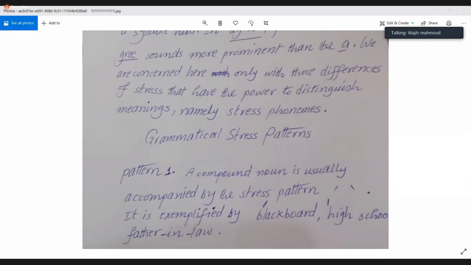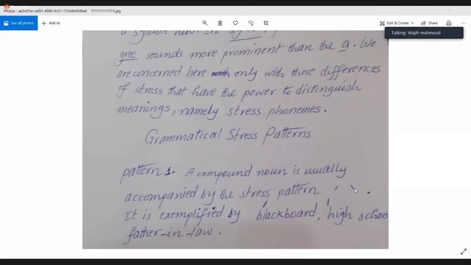Yeah? A compound noun is usually accompanied by the stress pattern, this stress pattern, where this is the primary stress. In other words, the stress, the primary stress, falls on the second element. Or if it's 3, it falls on the third. Father-in-law, yeah, falls on the last.